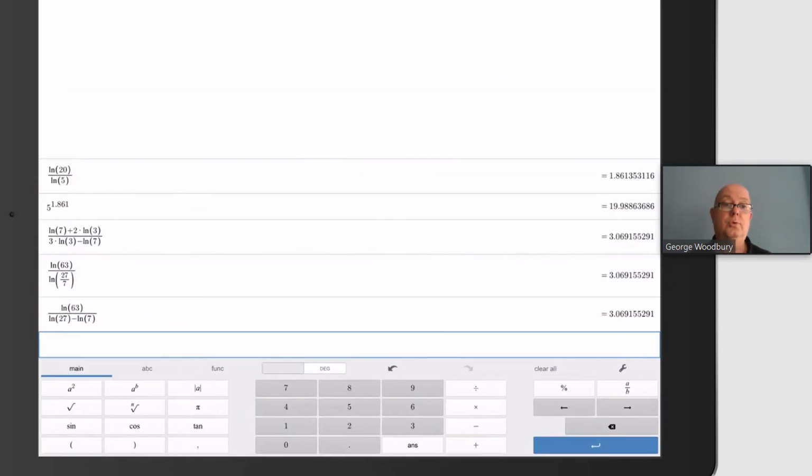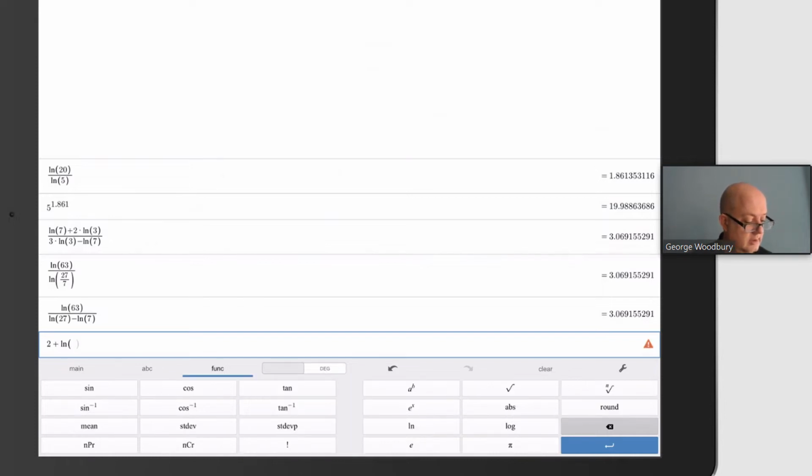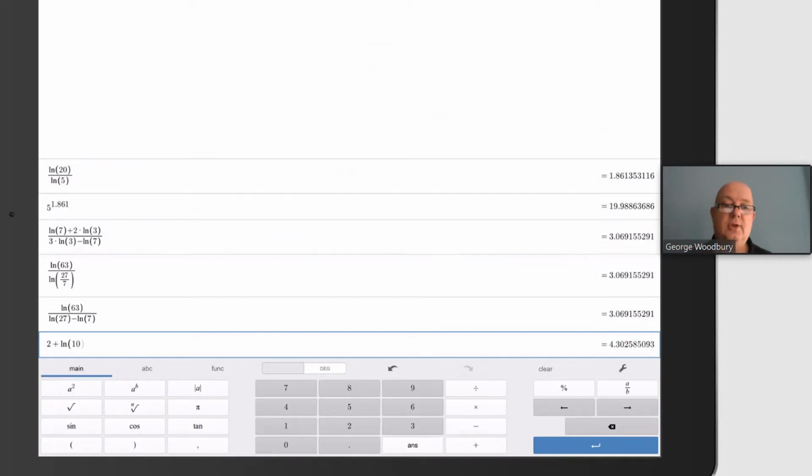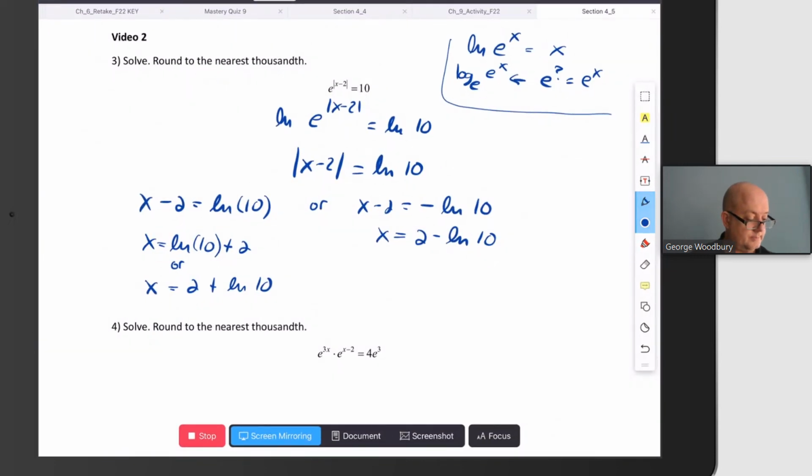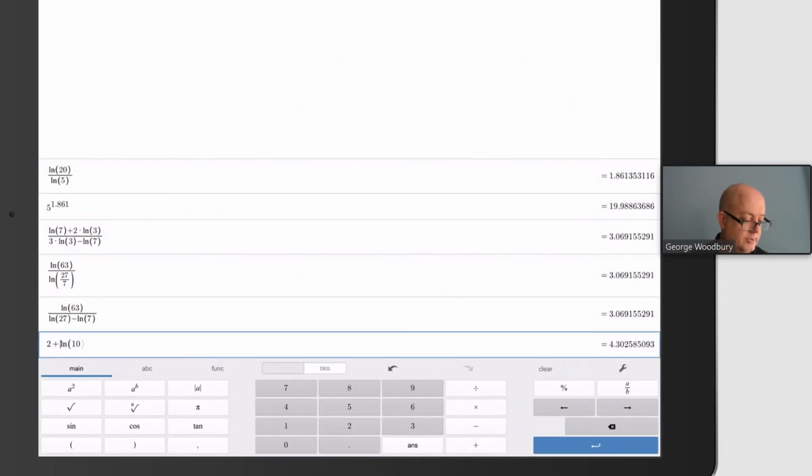I want to start with 2 plus the natural logarithm of 10. 2 plus function ln main 10. And there to 3 decimal places, I got 4.3025. That's going to make 4.303. So let me write that down. And for the other one, I never pressed enter here. And so what I could do is I could go back and just change that plus sign to a minus sign. And I get negative 0.303.